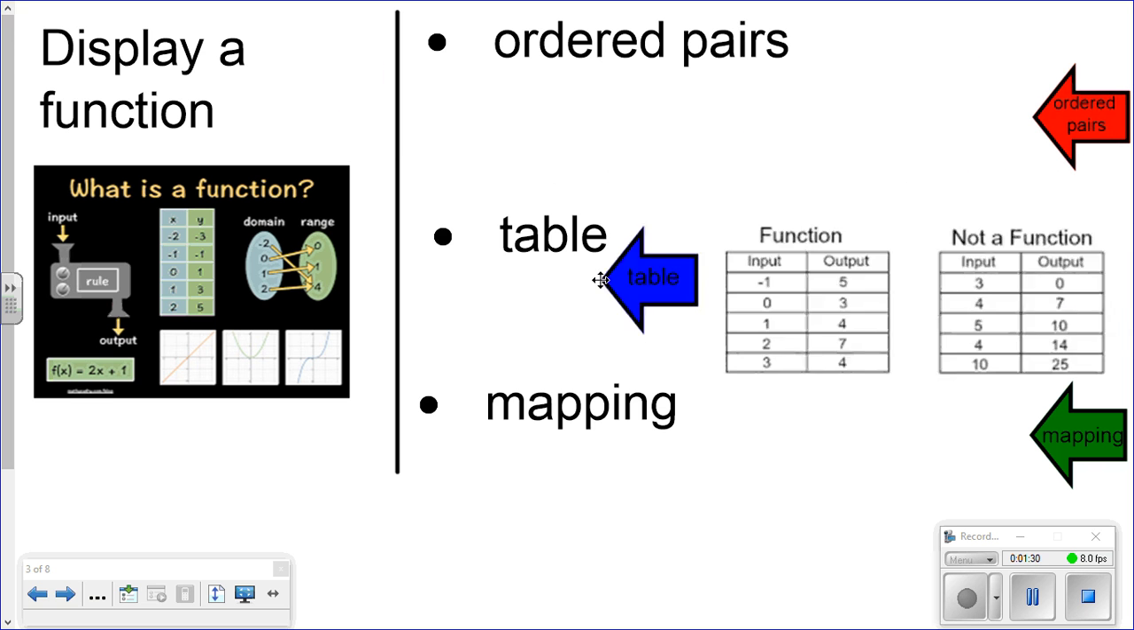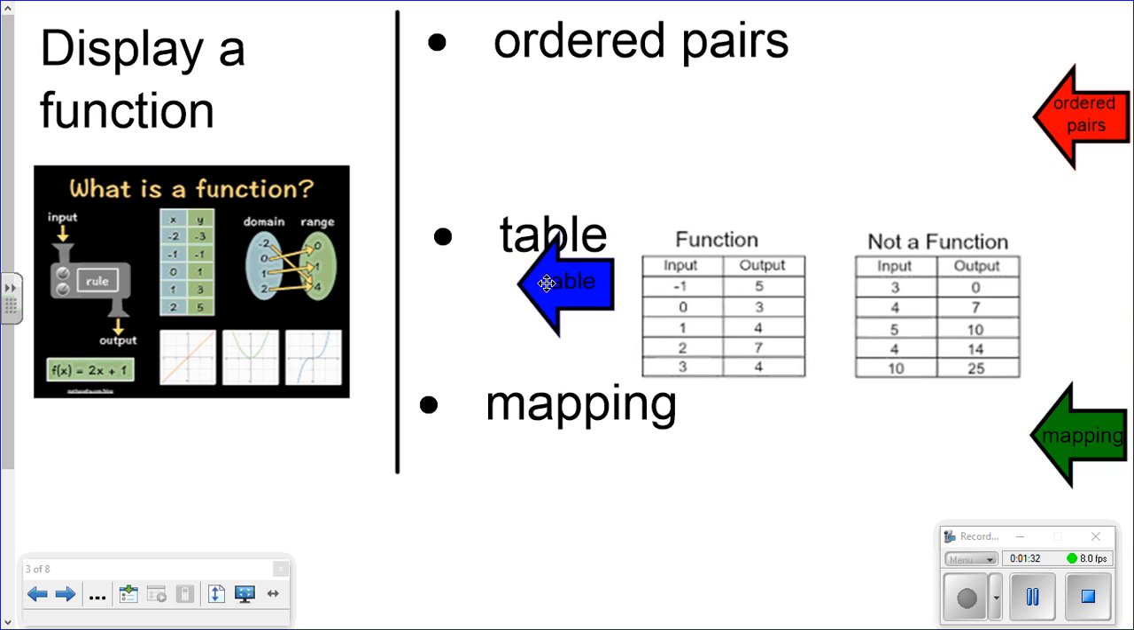From a table, these are my inputs: -1, 0, 1, 2, 3 with outputs 5, 3, 4, 7, 4. So I have all different inputs and they have outputs. Over here, see my inputs are 3, 4, 5, 4, 10. So I have the same input 4, and then I have an output of 7, and an input of 4, and an output of 14. So that is not a function.